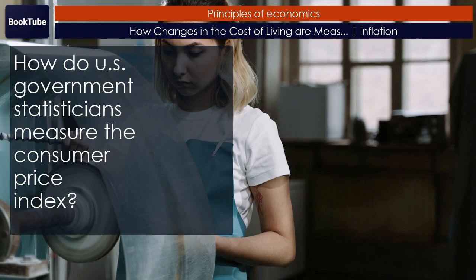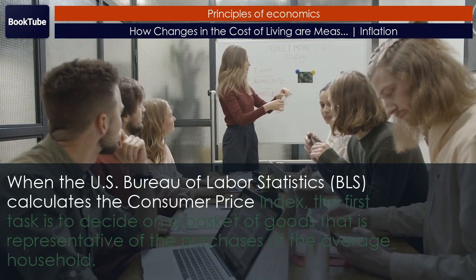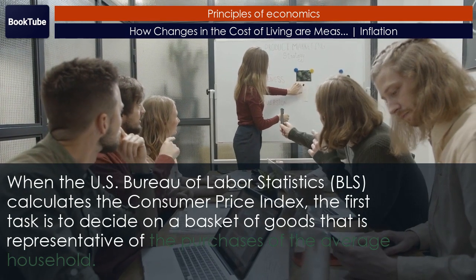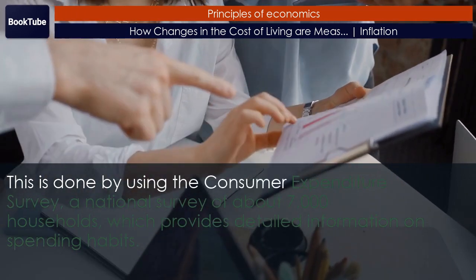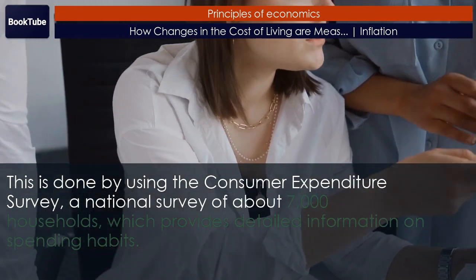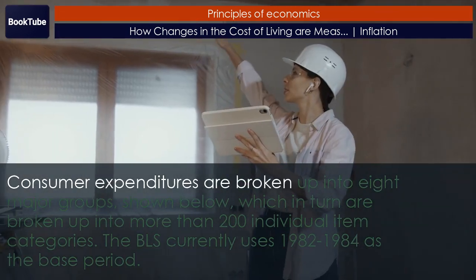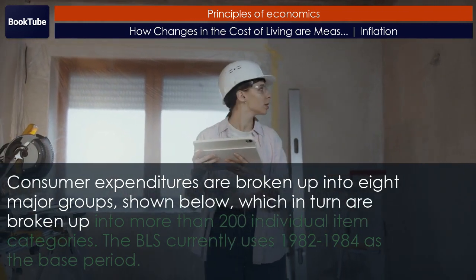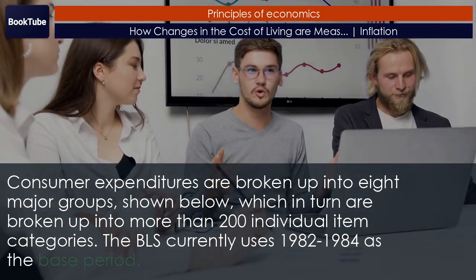How do U.S. government statisticians measure the Consumer Price Index? When the U.S. Bureau of Labor Statistics, BLS, calculates the Consumer Price Index, the first task is to decide on a basket of goods that is representative of the purchases of the average household. This is done by using the Consumer Expenditure Survey, a national survey of about 7,000 households, which provides detailed information on spending habits. Consumer expenditures are broken up into 8 major groups, shown below, which in turn are broken up into more than 200 individual item categories. The BLS currently uses 1982 to 1984 as the base period.